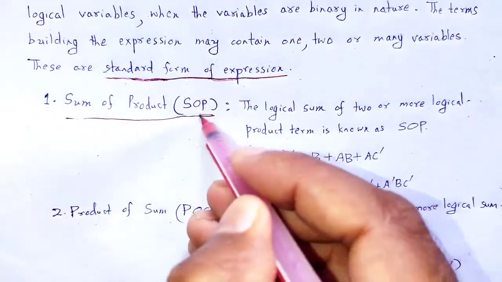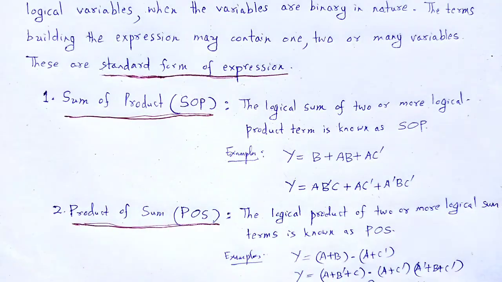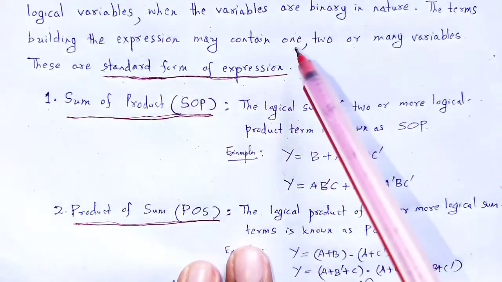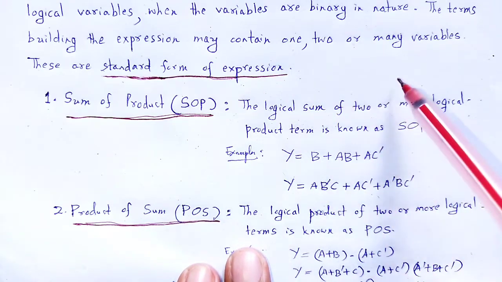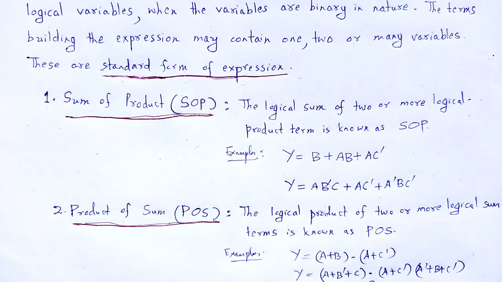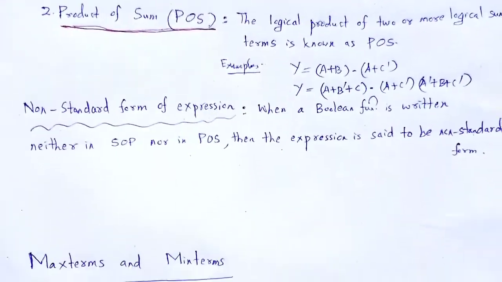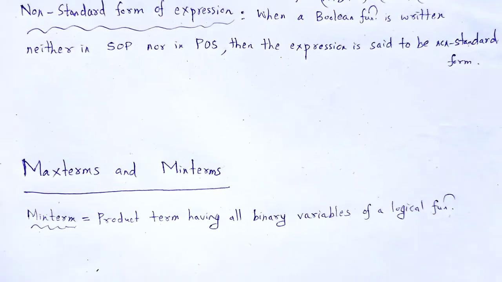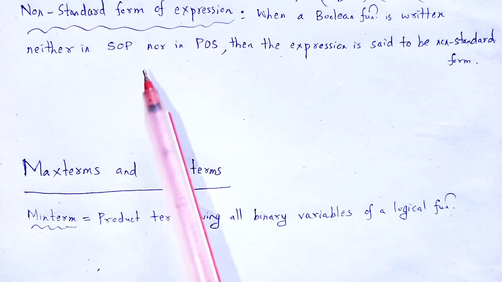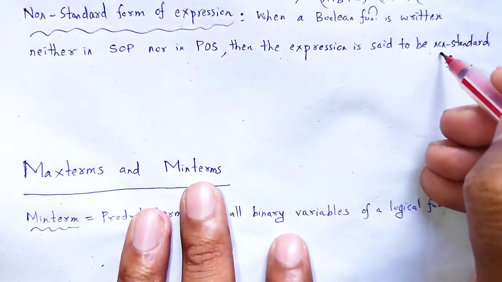That is the sum of product and product of sum, SOP and POS. These are some examples. So, in the standard form of expression, we have 1, 2 or many number of variables that are expressed either in sum of product or in product of sum. In that way, we say non-standard form of expression, if a Boolean function is written neither in SOP, sum of product, nor in POS, product of sum, then that expression is said to be non-standard form.